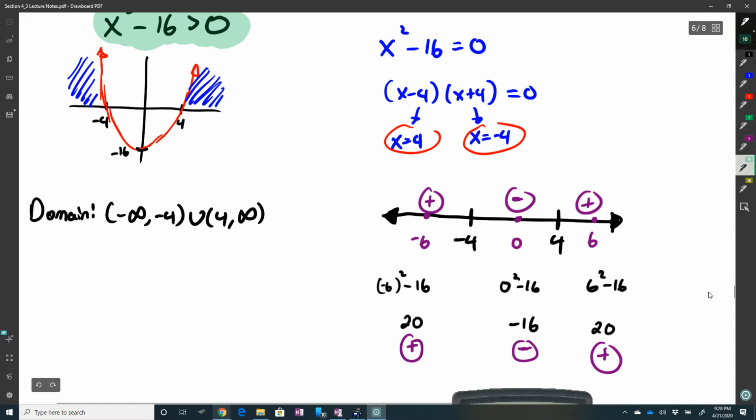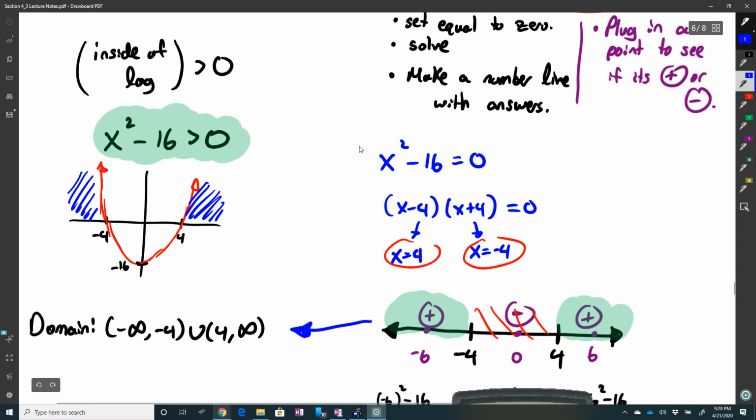And so all the answers that were positive, I keep. The answers that were negative, I throw out. So my domain is the same domain that I got earlier. It's negative infinity to negative 4, 4 to infinity. So those are the ways to do it if it's not linear.